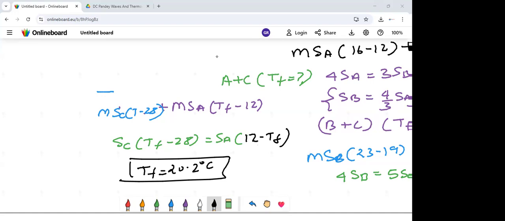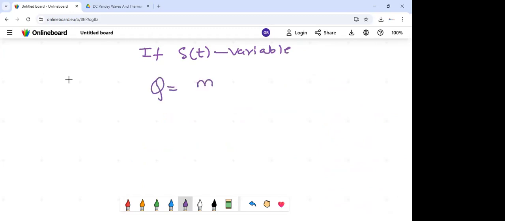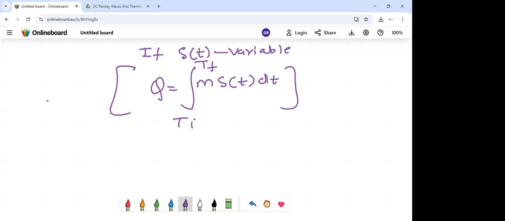All right. So till now we have solved the questions where specific heat was constant. My point is, what if specific heat is variable? Then what will we do? In that case, if specific heat is a function of T, or it's variable, heat will be written as M times the function of T into dT, with integration from initial temperature to final temperature. Is that point clear to all of you?